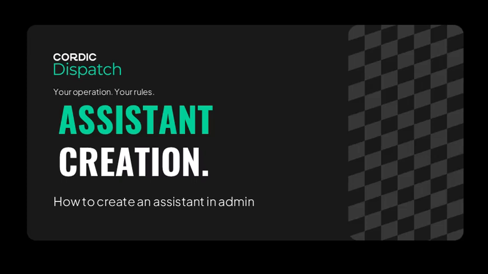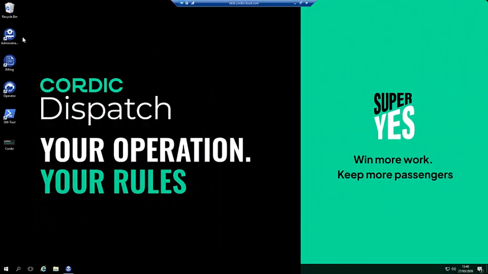In this video, we'll show you how to create a new passenger assistant within the admin program. This will allow you to add the PA to jobs and create weekly statements for earnings. First, double-click to open the admin program, then click into the Assistants tab.